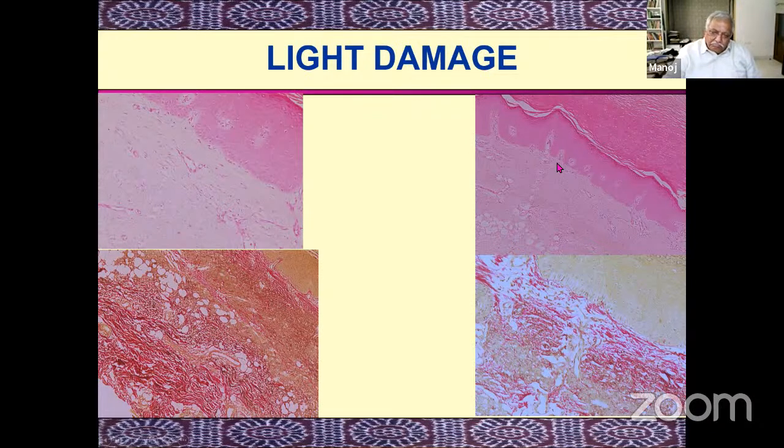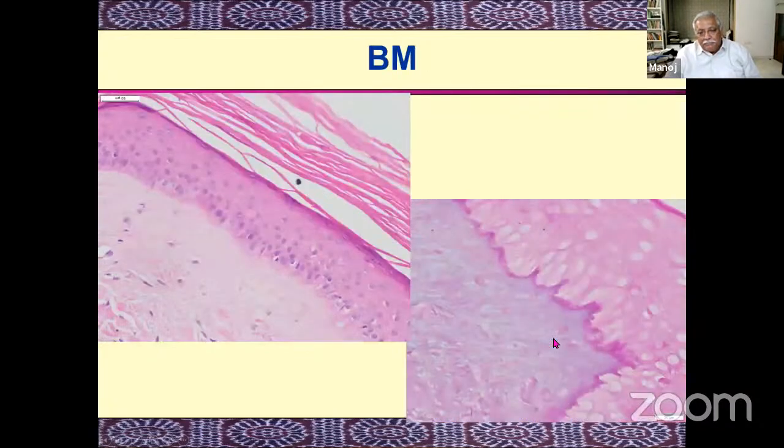And especially when you have light damage in sun-exposed parts, you have a degeneration of the uppermost part of the dermis. So you can make out that this is no longer the nice pink collagen which you usually see. And when you do a special stain, you can make out that the collagen structure is breaking up.